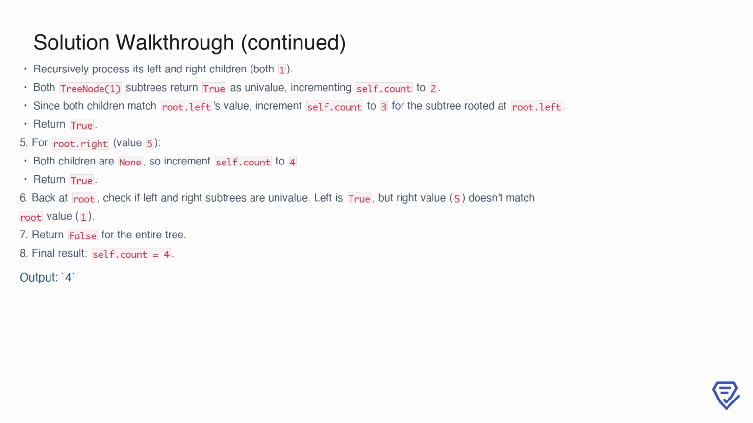For the right child, which has the value 5, its null children make it univalue as well, so the count increases to 4. Finally, at the root, we check if the left and right subtrees are univalue. While the left subtree is univalue, the right subtree's value does not match the root's value, so the entire tree is not univalue. The final count remains 4, and the output for this example is 4.